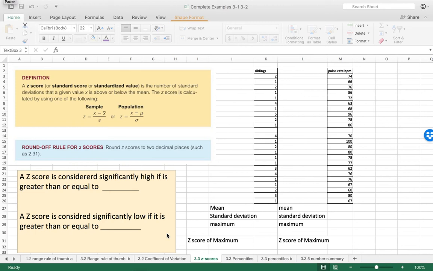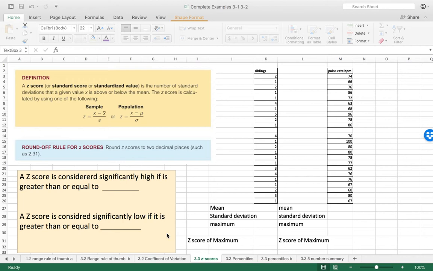Okay, here we are at section 3.3, measures of relative standing and box plots. We want to understand how numbers relate to other numbers within a data set and how they relate to the mean. So we're going to learn about z-scores, we're going to learn about percentiles and quartiles, and also about the graphing of a box plot.